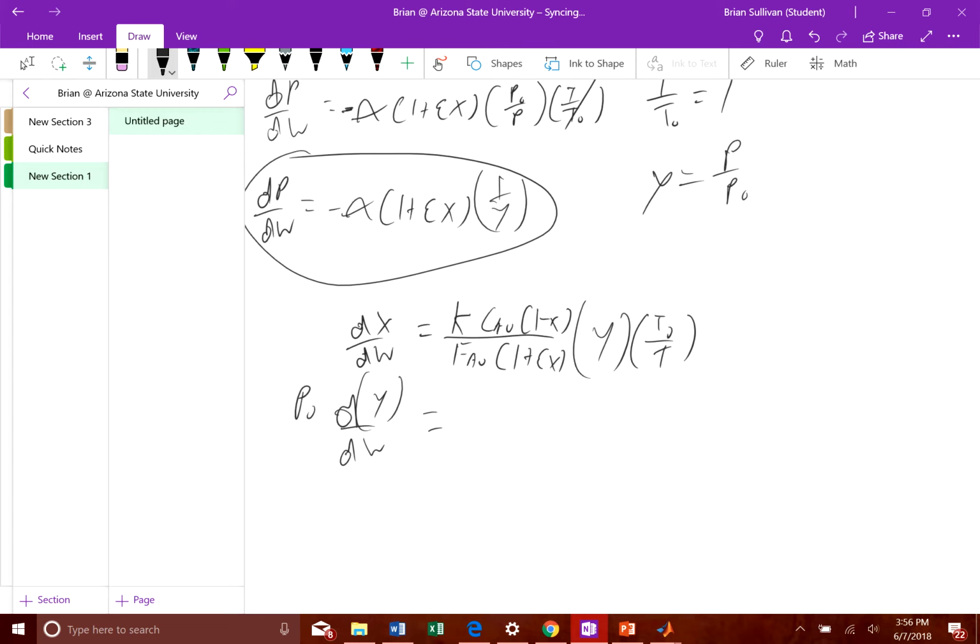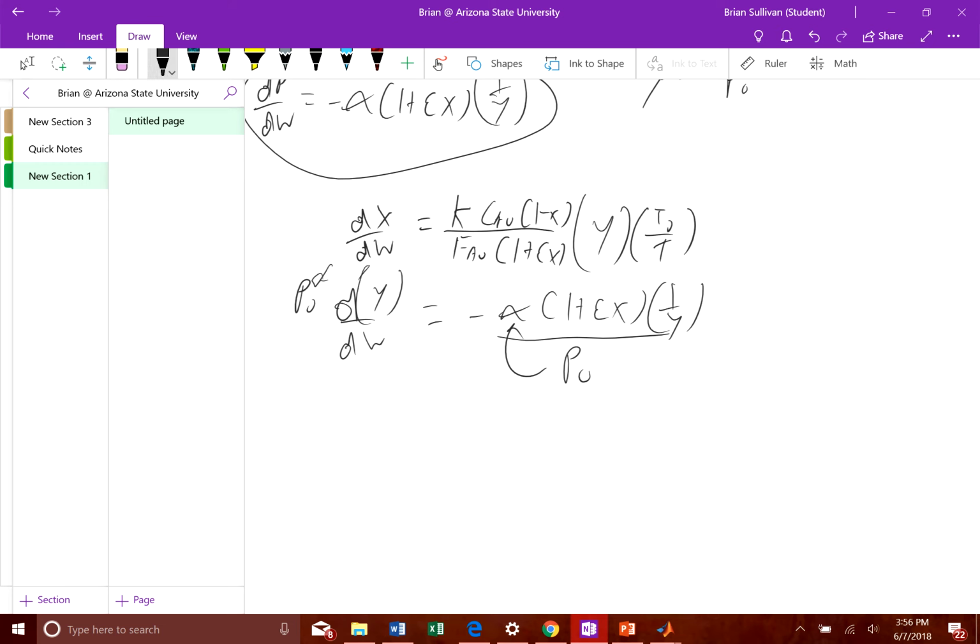You could do that because p naught is a constant, and the way I did that is you can multiply this one back in and make it back to p. So now we've got y p naught. Divide p naught to the other side, and you get negative alpha, 1 plus e to the x, 1 over y, all over p naught, which is a constant which can fold back into your alpha. You can put p naught in alpha. Just call it alpha nu. I don't know. Keep that in there.